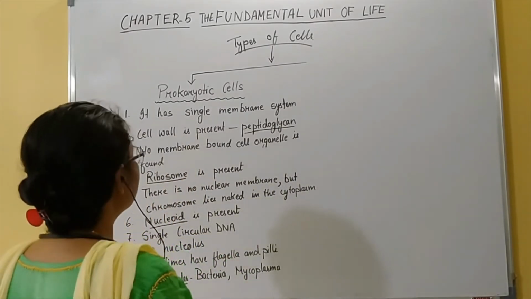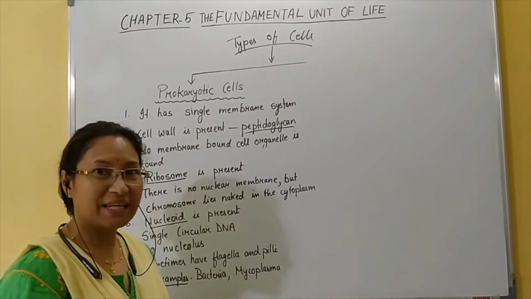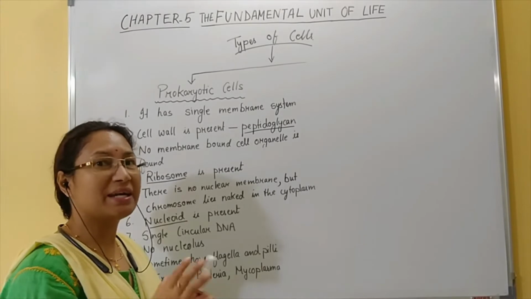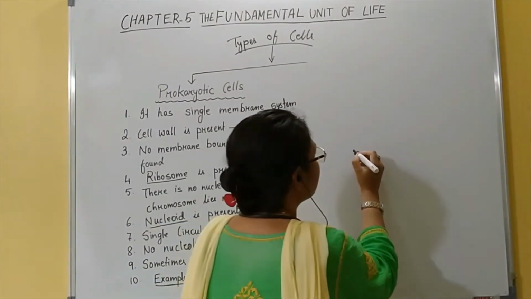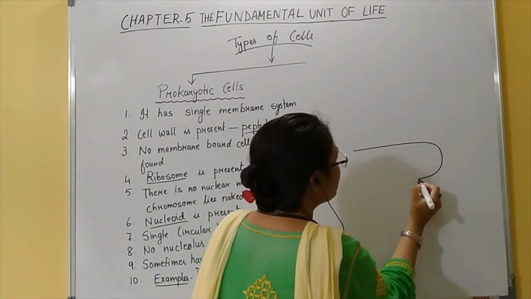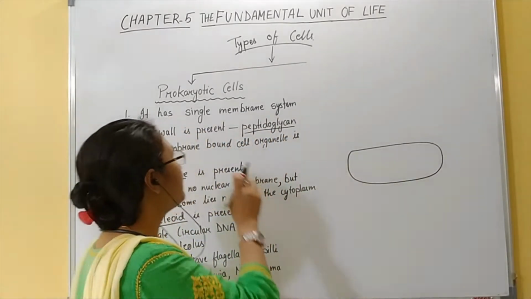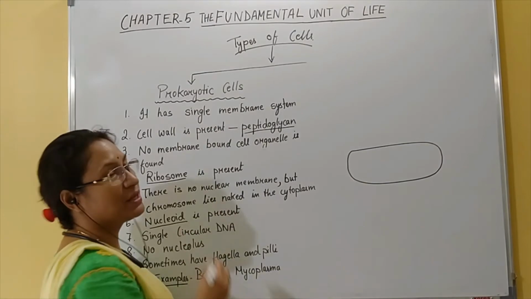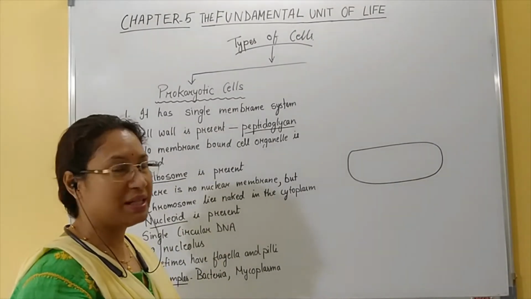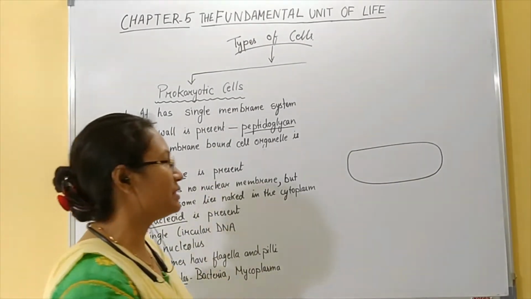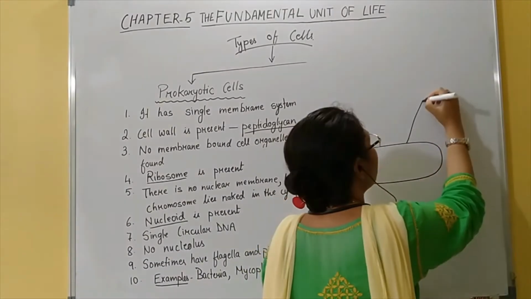Now this prokaryotic cell, all the bacteria, mycoplasma, they come under this category. Also the cyanobacteria. So if I draw a bacteria, suppose this is a bacteria, it will have a single membrane system. The membrane system is not double membrane, it is a single membrane system. So this is the plasma membrane.